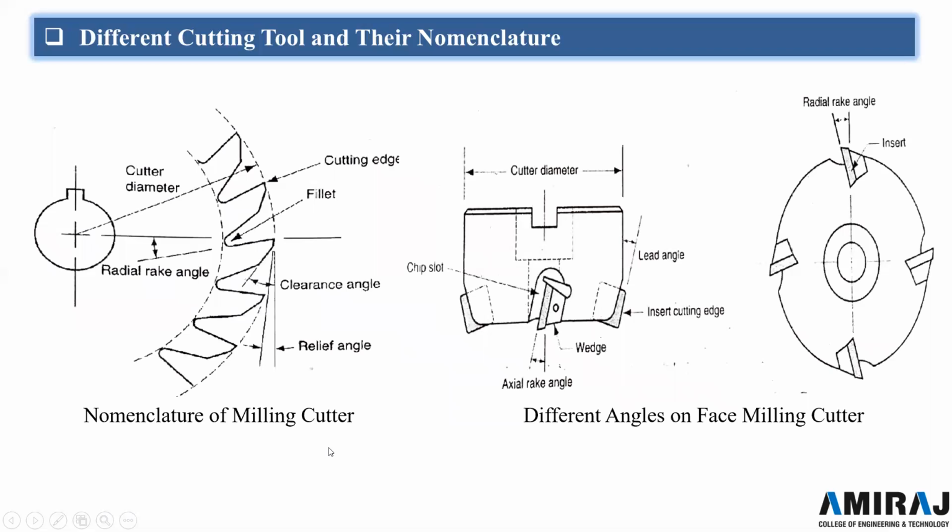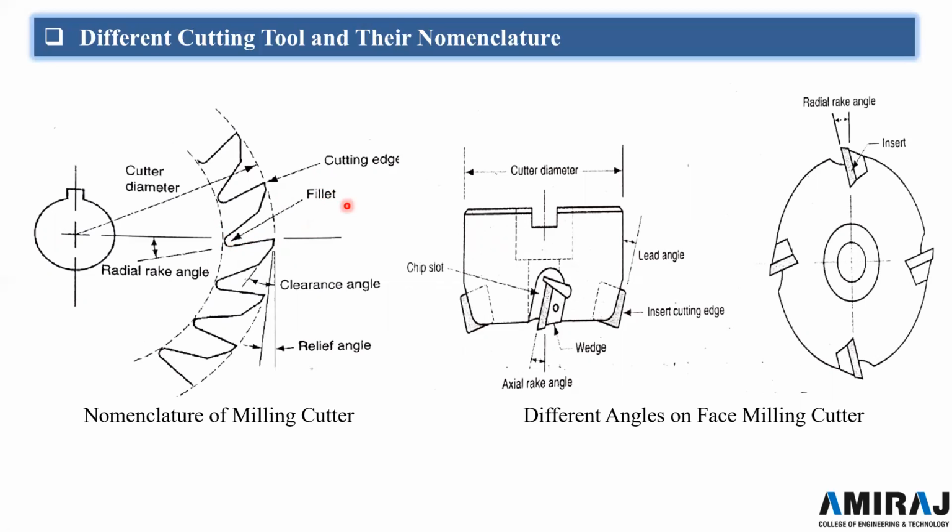This is about the nomenclature of the milling cutter. In the milling cutter, this is the cutter diameter, and the angle between this horizontal axis and the inclination of this tooth is called the radial rake angle. As we have seen the rake angle in the single point cutting tool, in the same way there is a rake angle here. Apart from that, there is a fillet.